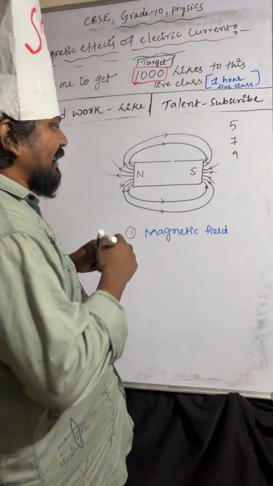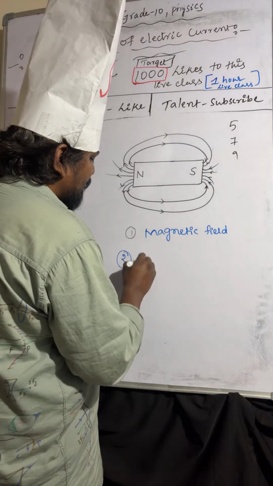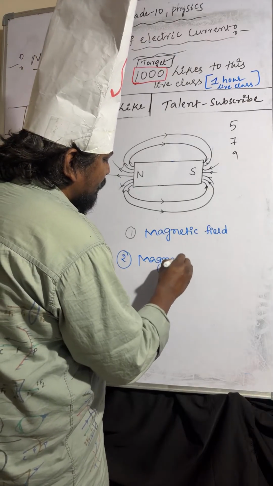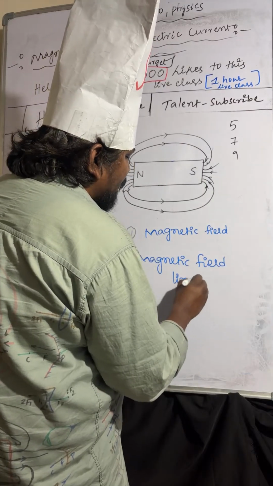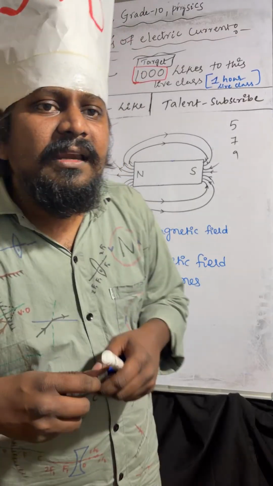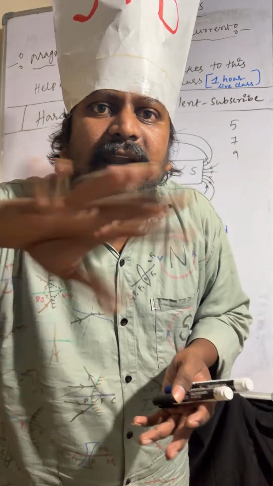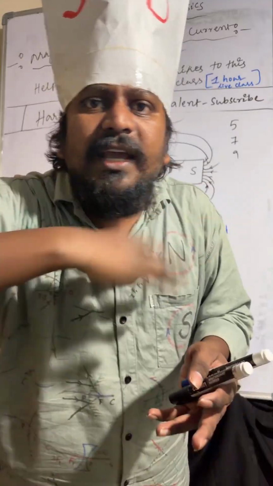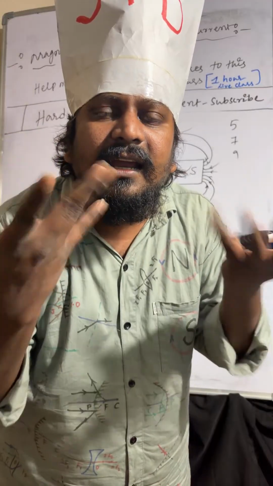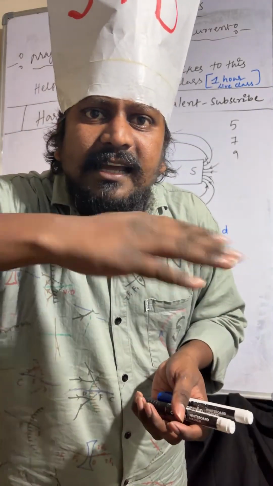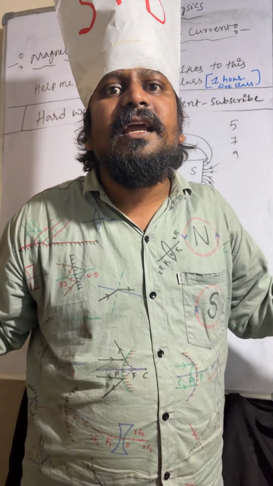Okay. So the second point: these magnetic field lines are closed loops. These magnetic field lines never intersect. These magnetic field lines are closed loops, but they never intersect.